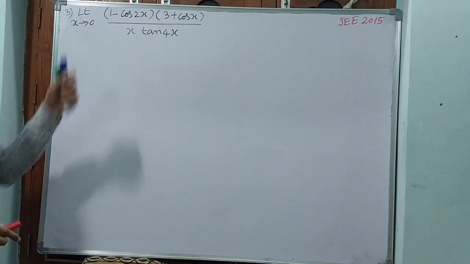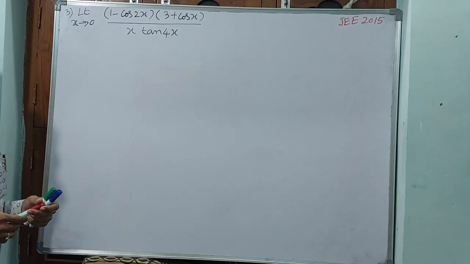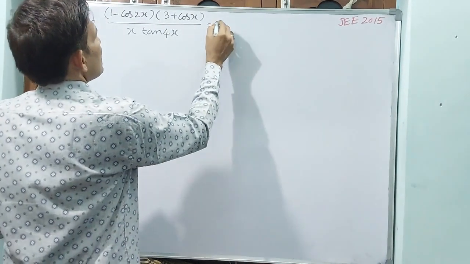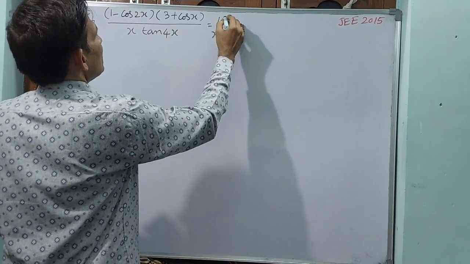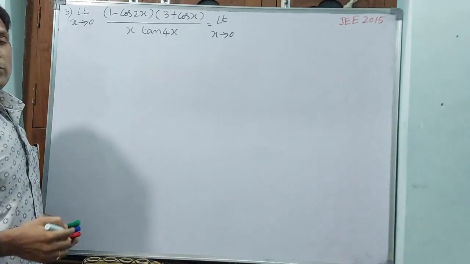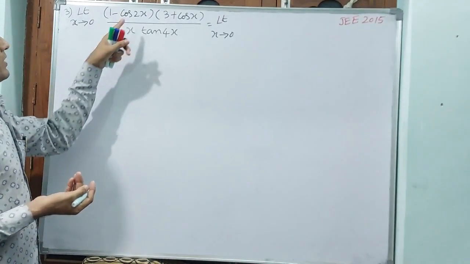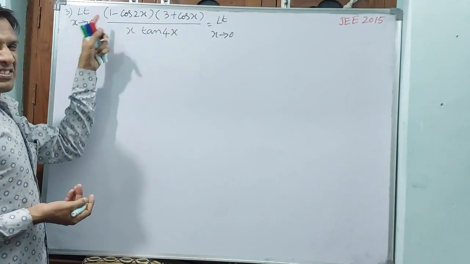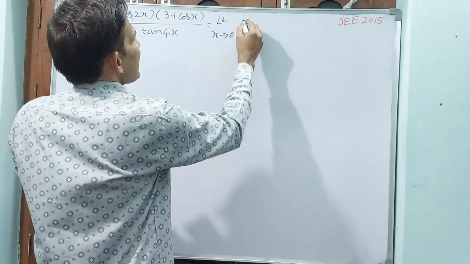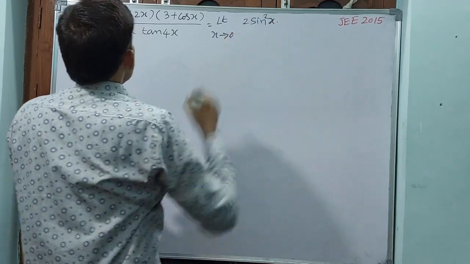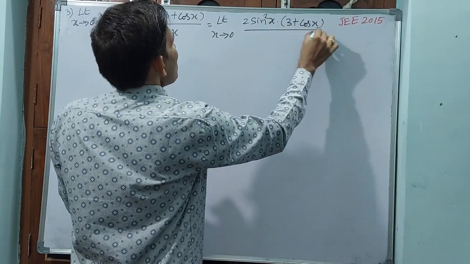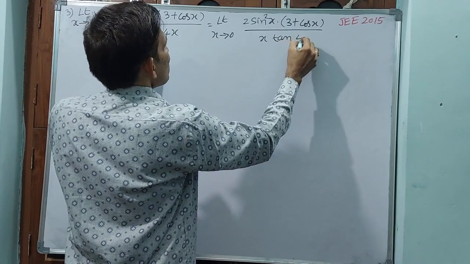See, can we convert 1 minus cos 2x? 2 sin square x will come. Let me write this. 2 sin square x. That is equal to limit x tends to 0. 1 minus cos 2x is 2 sin square x. See, 1 plus cos 2x means 2 cos square x. 2x is there means x, x is there means x by 2. Minus is there sin square, plus is there cos square. 1 minus cos square x is 2 sin square x. 2 sin square x into 3 plus cos x, you don't do anything. You keep like this only. Denominator x tan 4x.